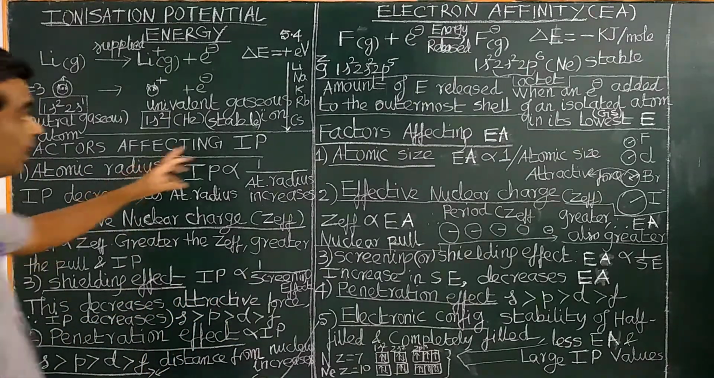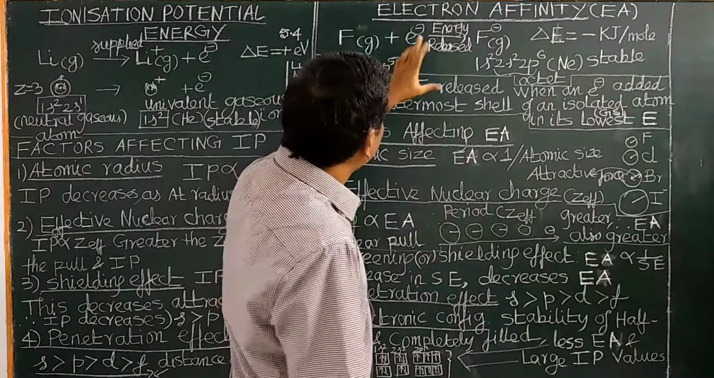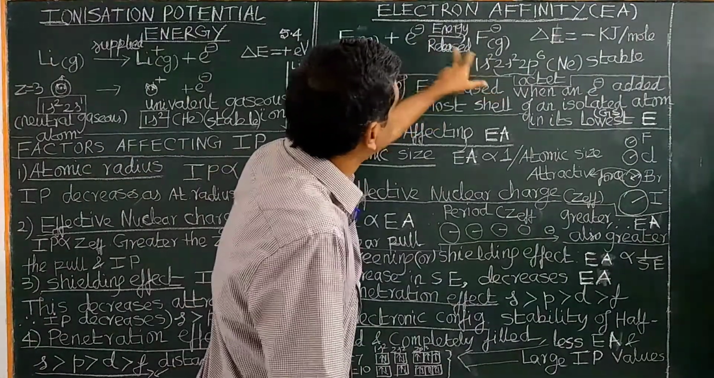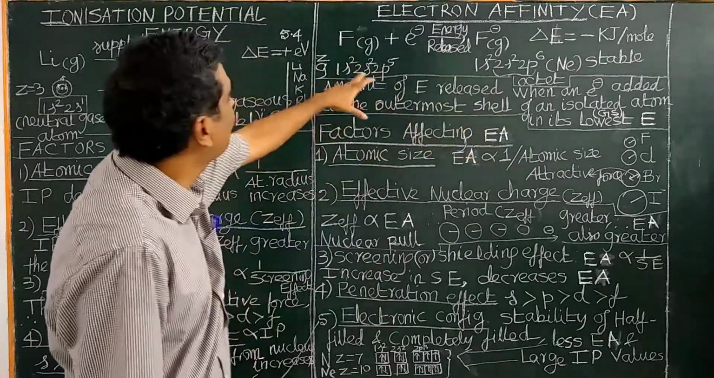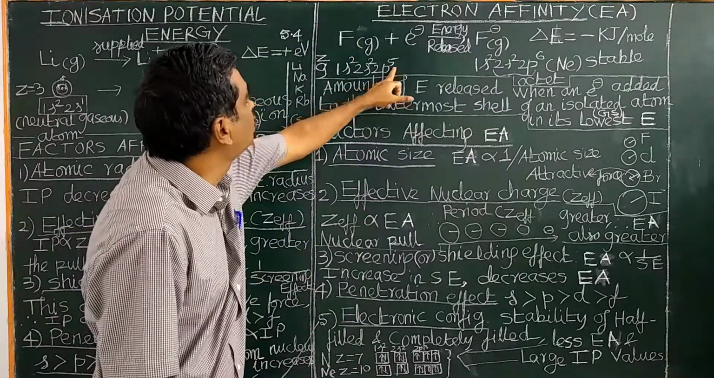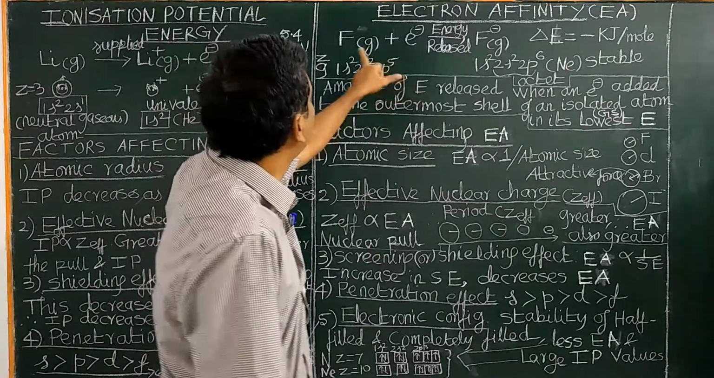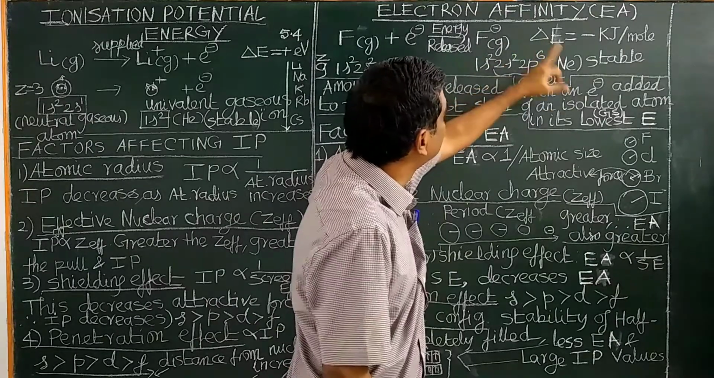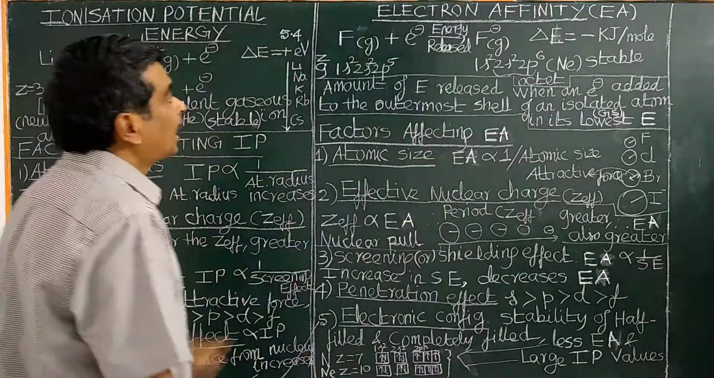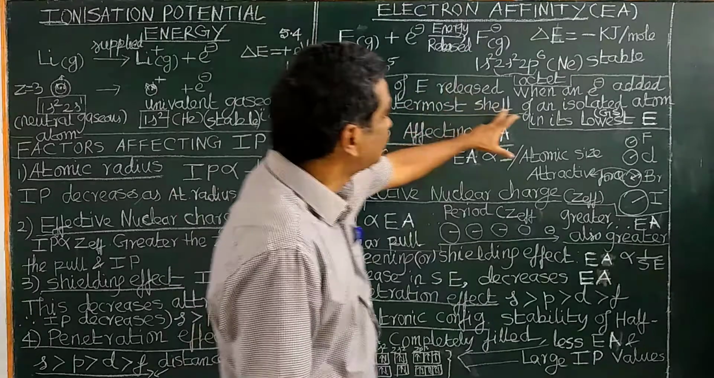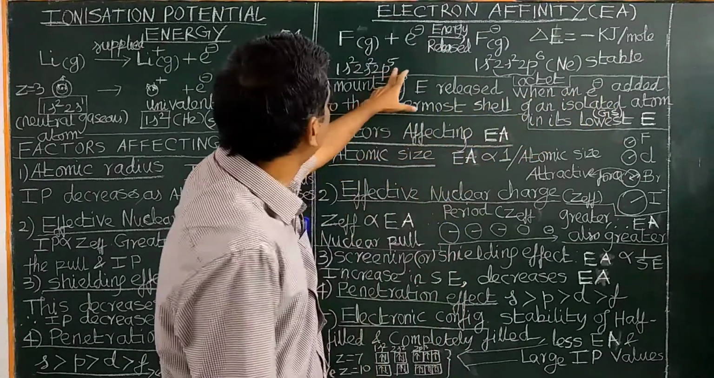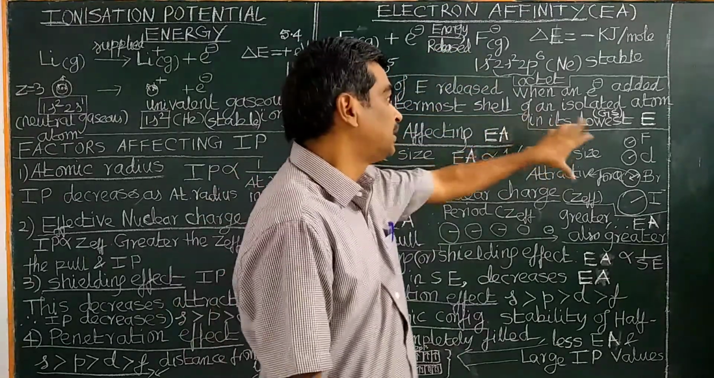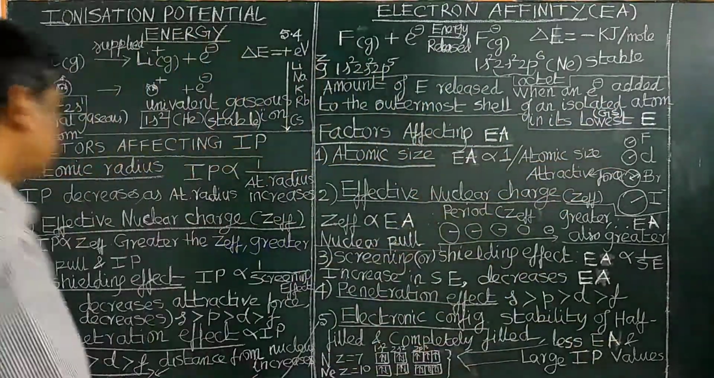Now, in the case of electron affinity, it is defined as the amount of energy released when an electron is added to the outermost valence shell of an isolated atom in the gaseous state to form a univalent anion. So it is the amount of energy released when an electron is added to the outermost valence shell of an isolated gaseous atom in its ground state, or its lowest energy state.